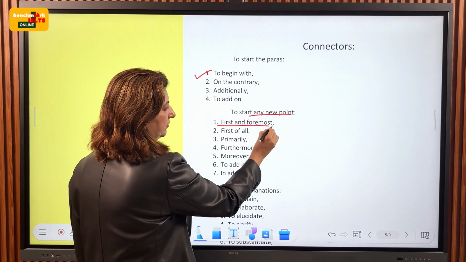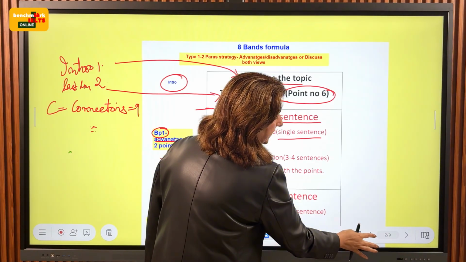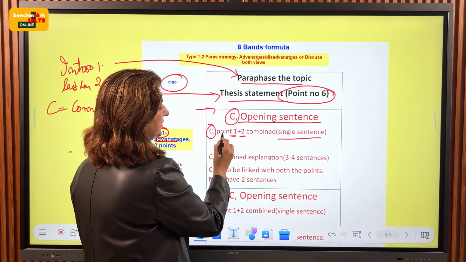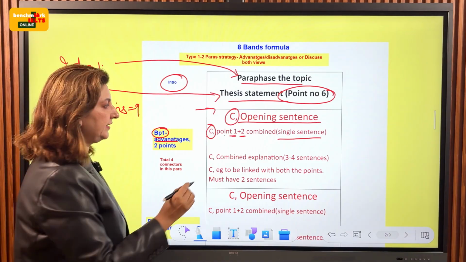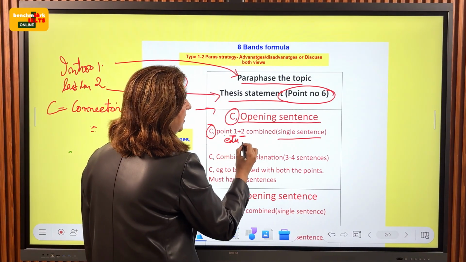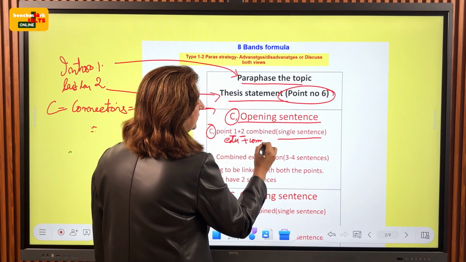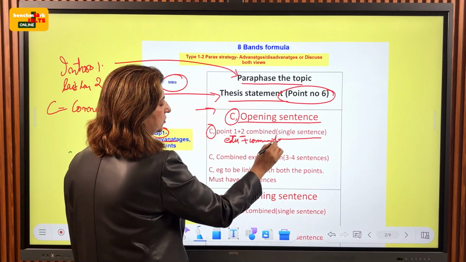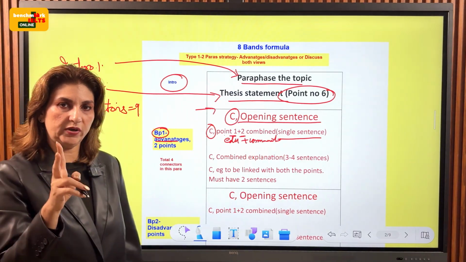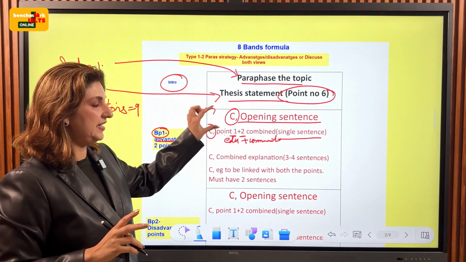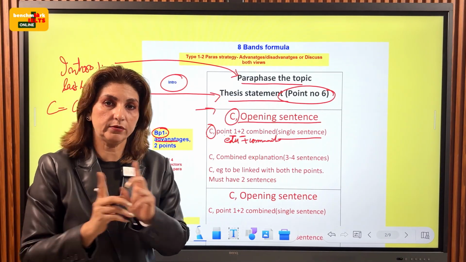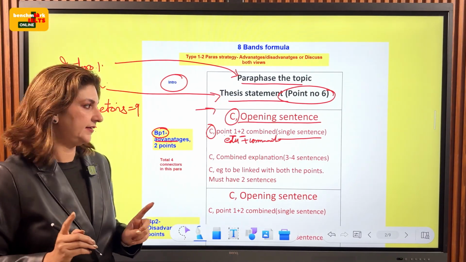So, you can say first and foremost. So here you will simply say first and foremost the main advantages of computers are that they help in the education sector and computers also help people to communicate with each other. So education and communication are 2 advantages that you are going to give in a single sentence. Mind you, don't make 2 sentences in a single sentence.